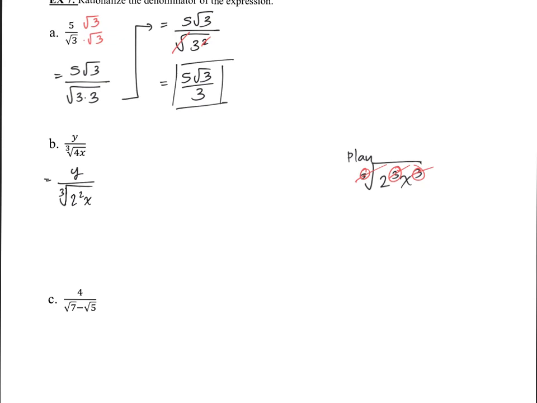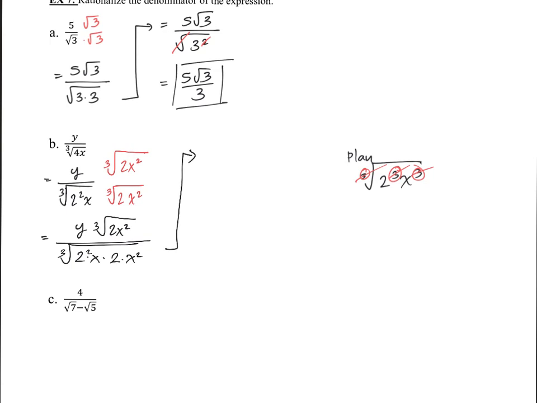Well, to get a 2 cubed, you'll just multiply the 2 squared by 2. And you'll multiply the x by x squared. So let's go ahead and do that using the cube root of 2x squared. When I multiply these out, let's see what I get. So y over the cube root of 2x squared. We have the original 2 squared x, and then we're multiplying in the 2 times the x squared. Let's see what I get here.